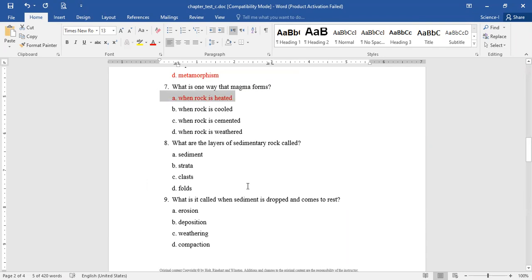Question 8, what are the layers of sedimentary rock called? These different layers of sedimentary rocks we call strata. Yes, good, strata. Question 9, what is called when sediment is dropped and comes to rest? Deposition. Deposition, good.